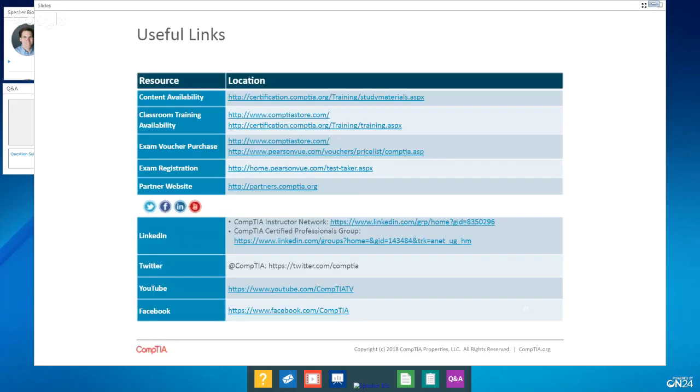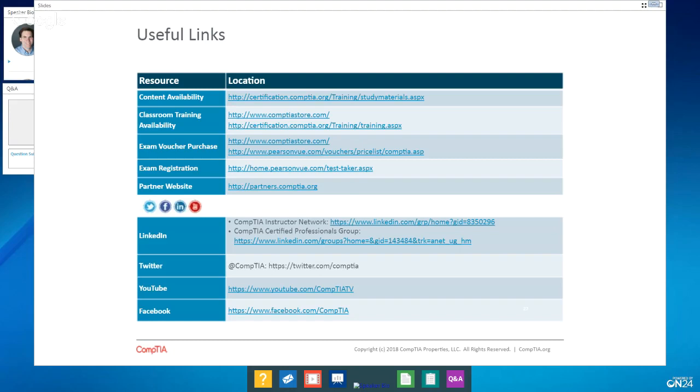Thank you, Thomasina. If you look at your screen now, you've got useful links. Here we've got the resource on the left and just the URL on the right. Most of you probably already have this information, but we wanted to list it for you just in case. There are our social media sites for LinkedIn, Twitter, YouTube, Facebook, as well as the content availability link. That's where you'd find our materials once they're CAQC'd.